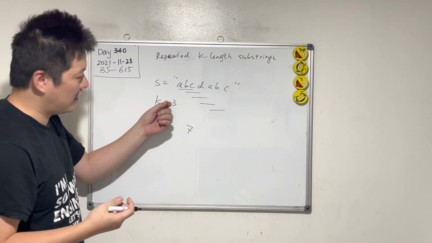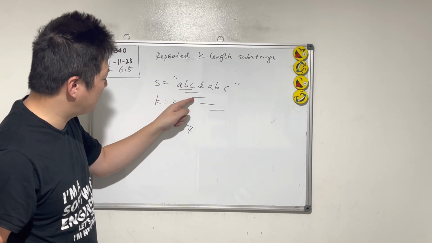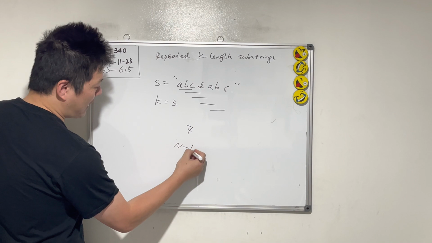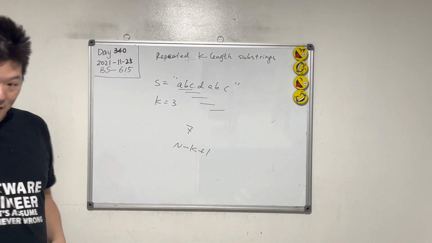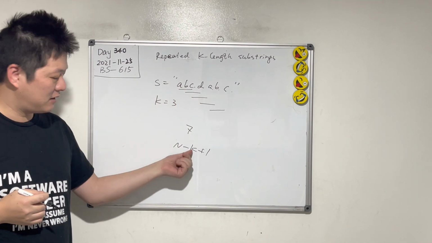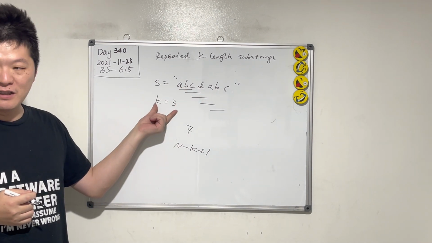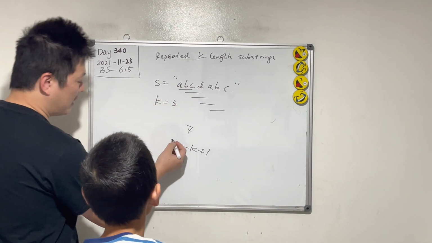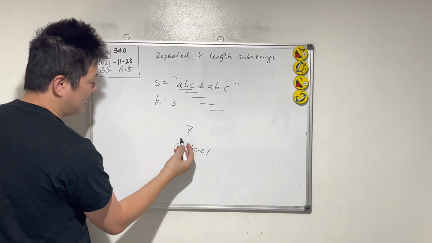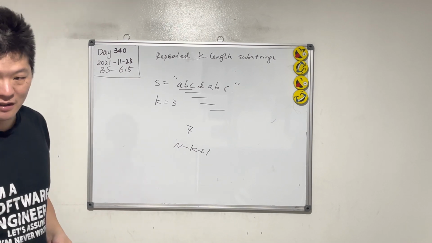So K, you say it's 5, 1, 2, 3, 4, 5. So it's actually the length n minus k plus 1. The length is 7 characters, K we are looking for is 3, and the total number of k-length substrings is n minus k plus 1. Does it make sense?